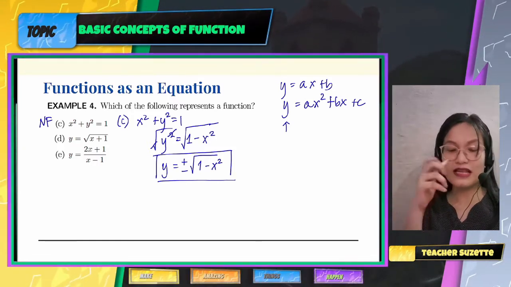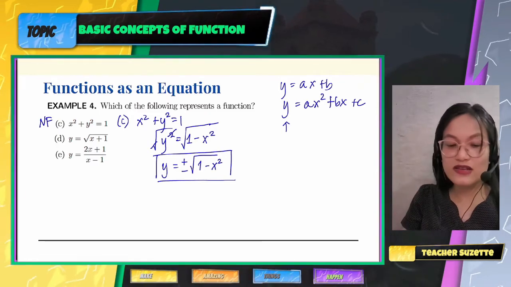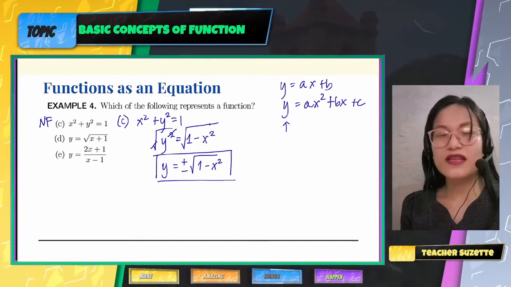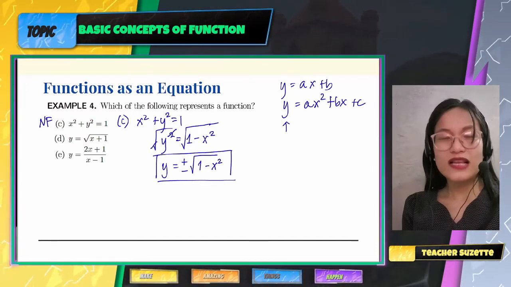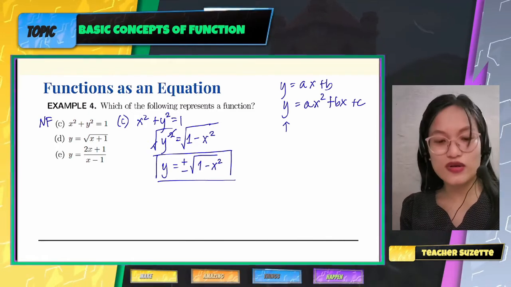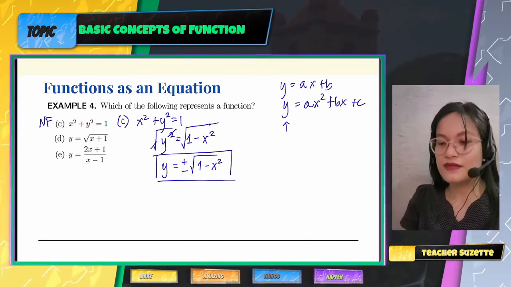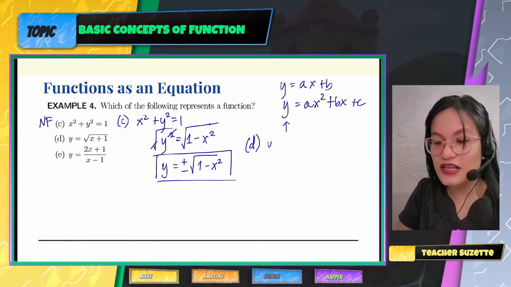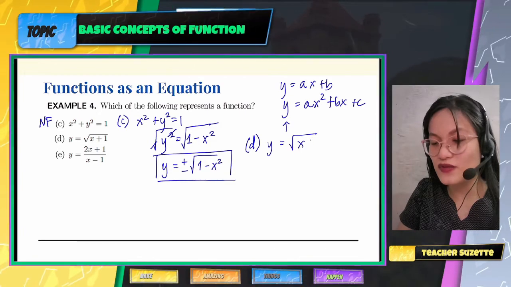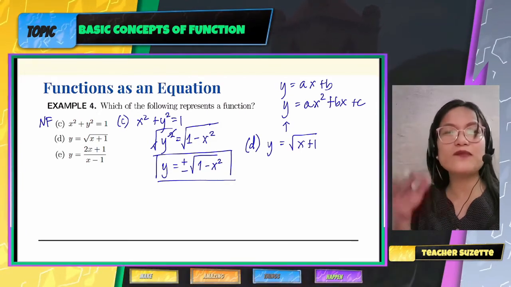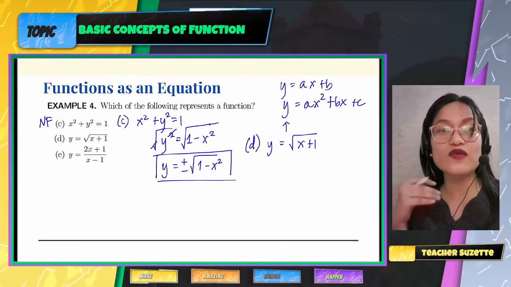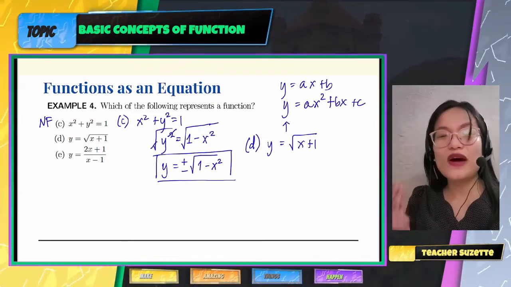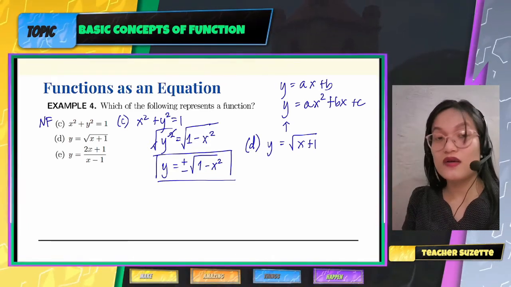So, dun na po sa letter D. Ganun din. So, letter D, we have y is equal to the square root of x plus 1. Naka-express naman na siya into y. So, check na lang po natin if this equation is a function. Paano natin i-check yung y is equal to the square root of x plus 1? So, check natin if every time po ba na mag-i-input tayo ng any values of x, are we going to get an exact or one value of y?